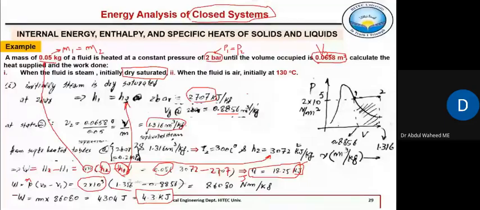So work done is less than heat transfer. And that should be like this, because of the heat transfer that happened, some part got converted into work done. The rest was only used to raise its temperature from point 1 to point 2. So this was part 1 when the fluid was steam and initially dry saturated.